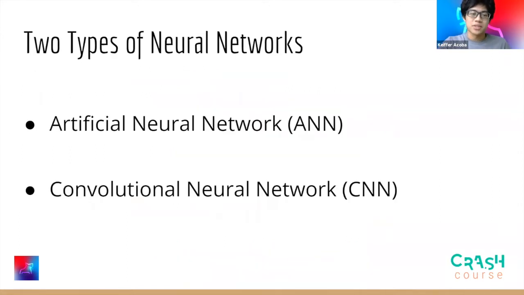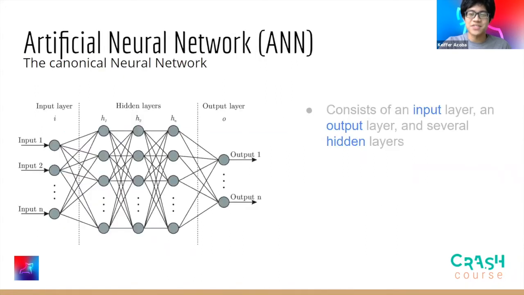So we'll be going over 2 types, the artificial neural network, ANN, and the convolutional neural network, the CNN. Let's go over that first one. The ANN is just a fancy term for literally what I was just showing before. It's the canonical neural network. It consists of an input layer, an output layer, and several hidden layers.